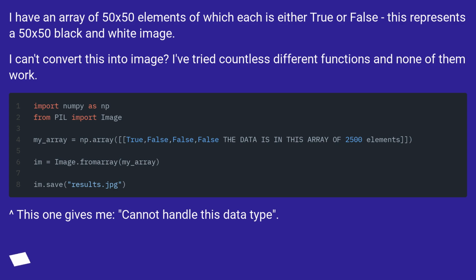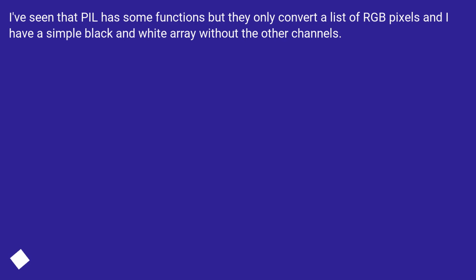This one gives me "cannot handle this data type." I've seen that PIL has some functions, but they only convert a list of RGB pixels and I have a simple black and white array without the other channels.